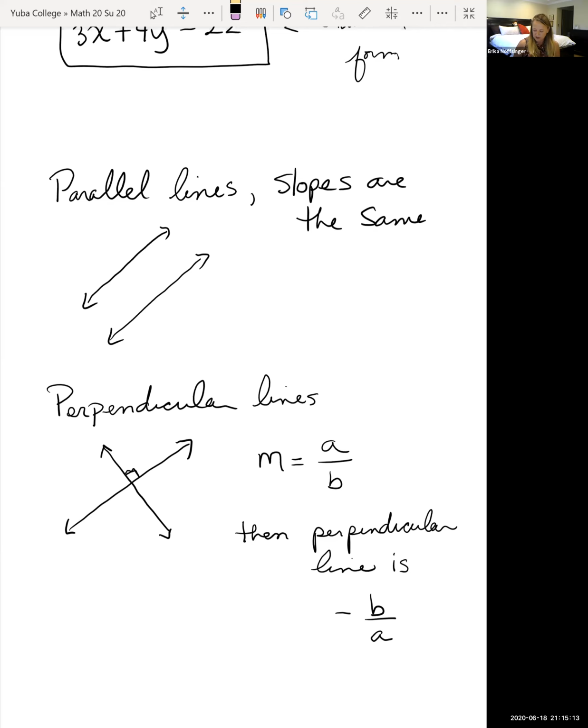I'm not sure how to denote it, I kind of do it like this. Back in geometry, I remember the symbol, the upside down capital T meant perpendicular. So I just denote that this is my perpendicular. But basically, if I flip negative b over a and take the opposite sign, I would get a over b. So they're perpendicular to one another if that's the case.